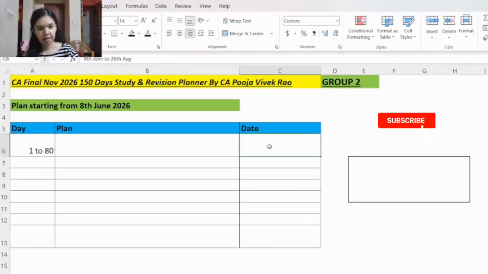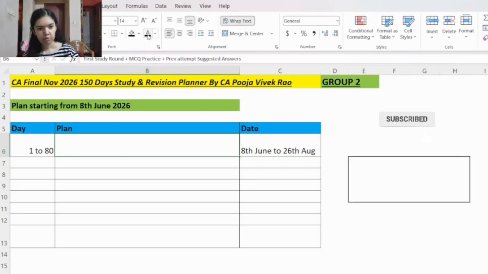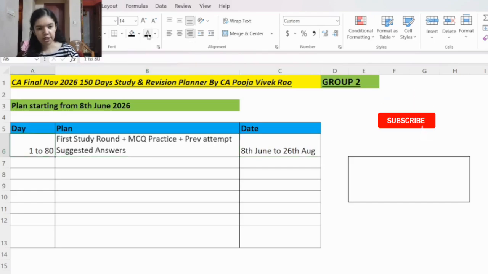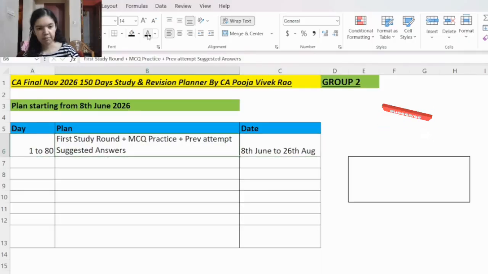So, from day number 1 to day number 80, that is from 8th June to 26th August, here you will be going through the first study round and also MCQ practice, plus you will be attempting the previous year papers as well. So once you complete every chapter, at that time itself, it's better to study the previous year papers.